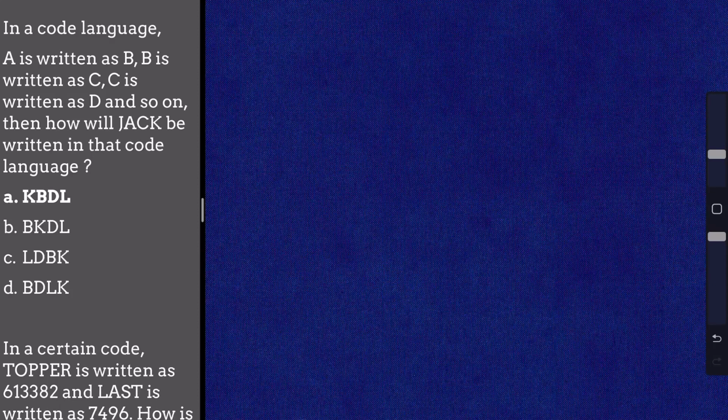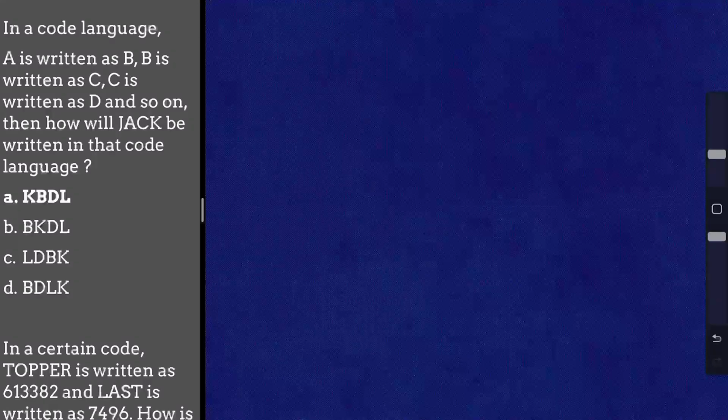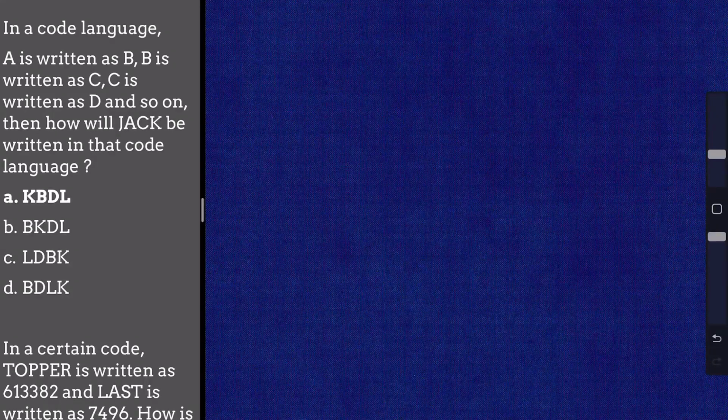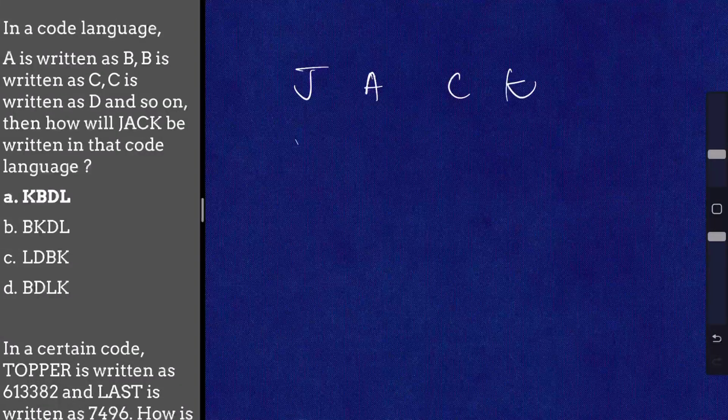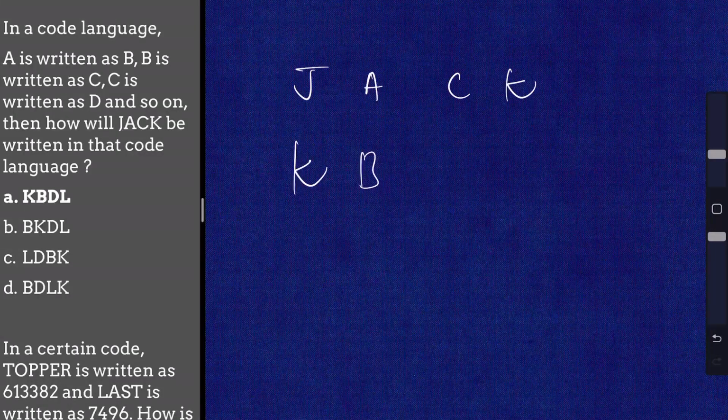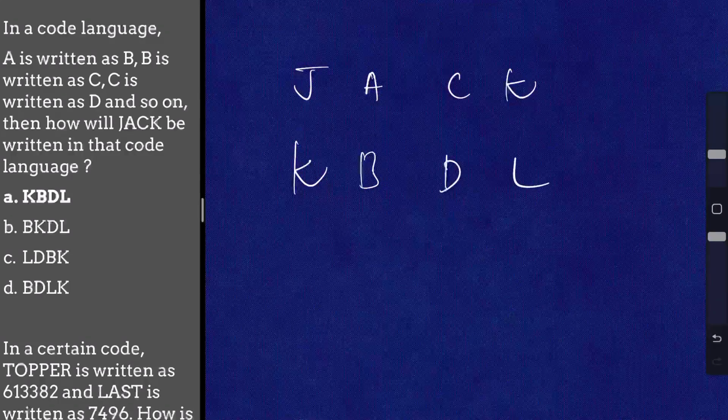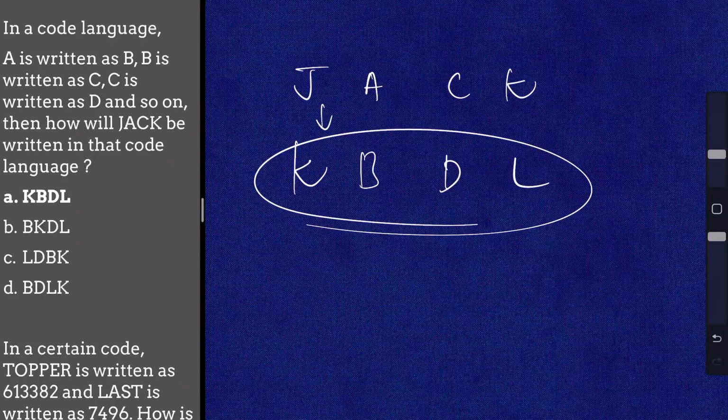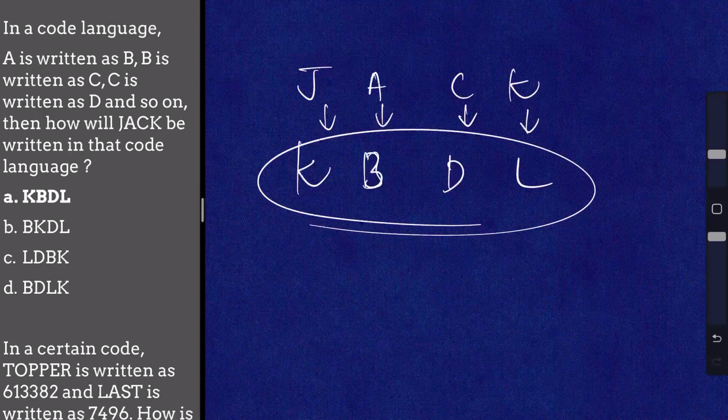In a code language, A is written as B, B is written as C, okay, so on and so forth. So how will Jack be written? J becomes K, A becomes B, C becomes D, K becomes L. That's it. Subsequent letters basically. So KBDL is the right answer. Do we have that option?